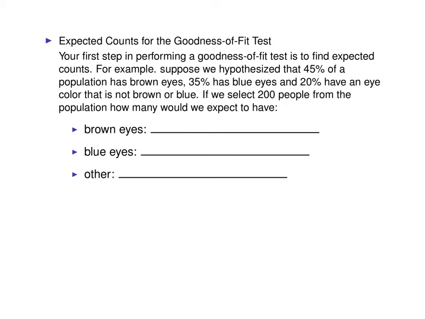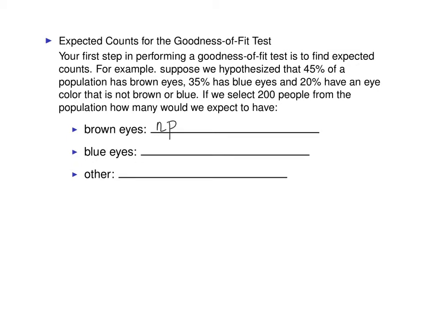So the first thing that you have to do when you're doing this chi-square goodness of fit is calculate expected values. For example, suppose we hypothesize that 45% of a population has brown eyes, 35% have blue eyes, and 20% have an eye color that is not brown or blue, so hazel, purple, green. Suppose we select 200 people from the population. How many would we expect to have each of the following traits?